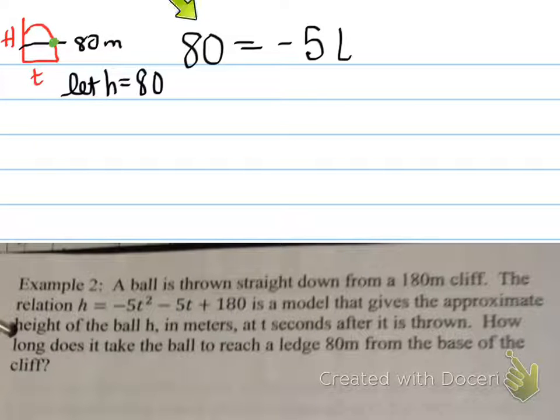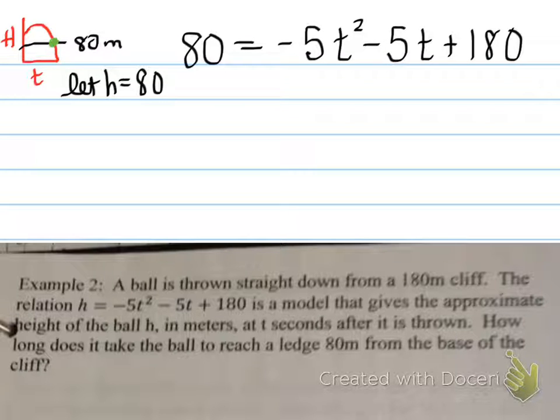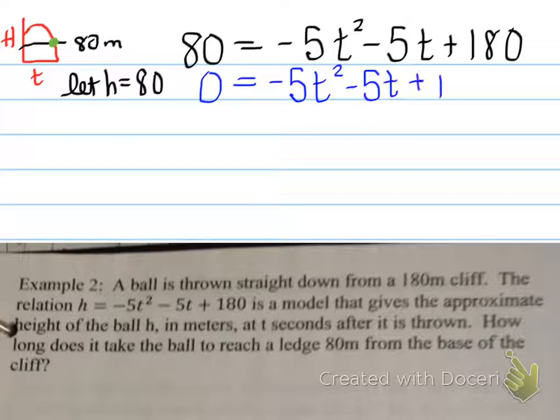When we do that, that means the height is forced to be 80. We set it equal to the equation. And folks, whenever we want to factor or solve an equation, we have to make sure one side is 0. Right now, neither side is 0. So we have to take this 80 and move it over here so that we have 0 is equal to negative 5t squared minus 5t plus 100. That's 180 minus 80, which is plus 100.